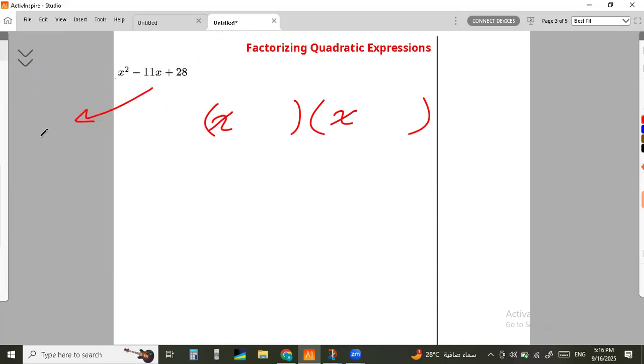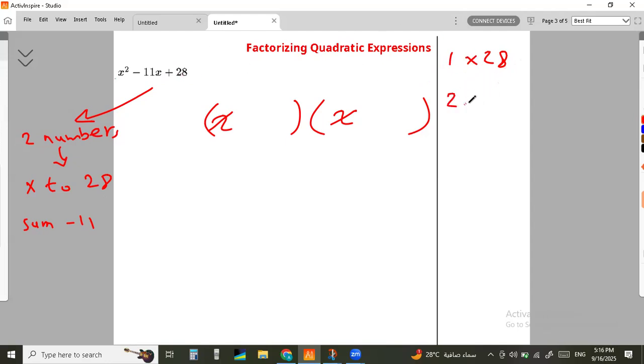So here, I need two numbers. Any two numbers? No, not any two numbers. These two numbers multiply to what? To 28. And their sum is what? Negative 11. Two numbers that multiply to 28 and add up to negative 11. Let's see, what are the two numbers that multiply to 28? Well, 28 could be 1 times 28, but definitely they don't add up to negative 11. And even if I change the signs, they would never add up to negative 11.